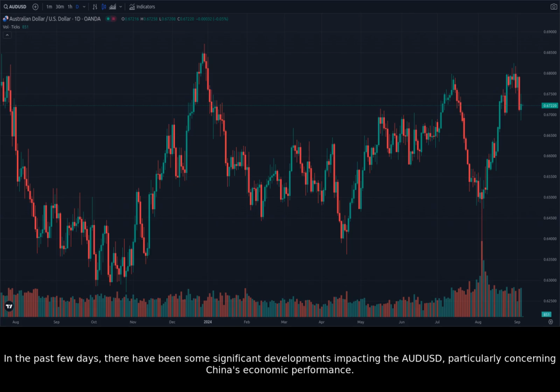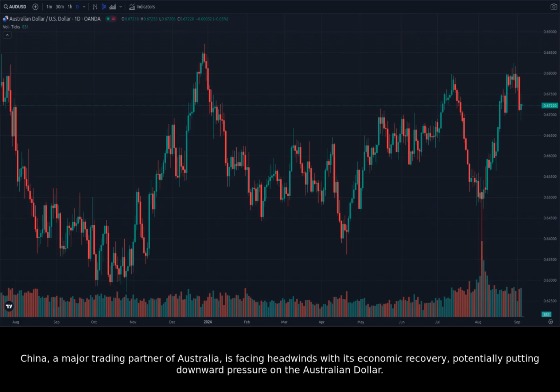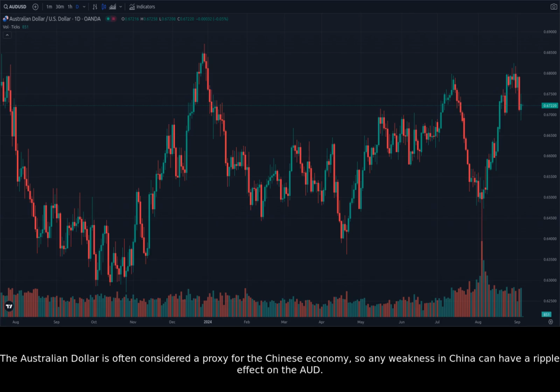In the past few days, there have been some significant developments impacting the AUDUSD, particularly concerning China's economic performance. China, a major trading partner of Australia, is facing headwinds with its economic recovery, potentially putting downward pressure on the Australian dollar. The Australian dollar is often considered a proxy for the Chinese economy, so any weakness in China can have a ripple effect on the AUD. Furthermore, the Reserve Bank of Australia's recent interest rate decisions have also been a factor in the AUD's performance.